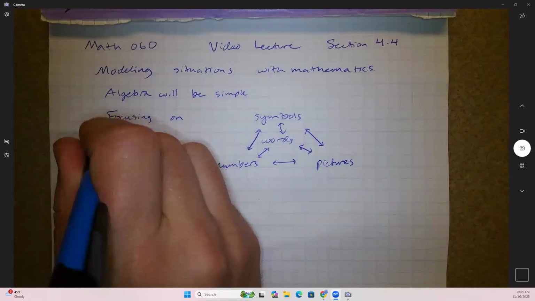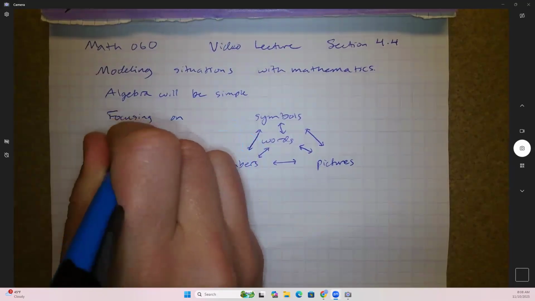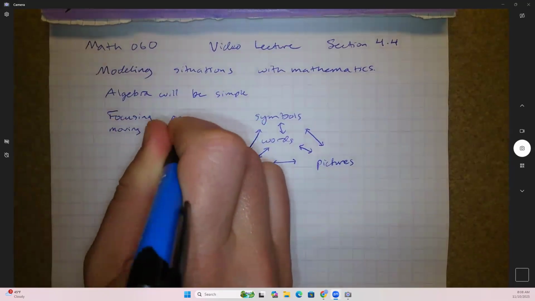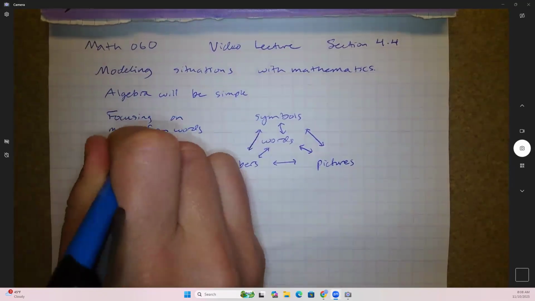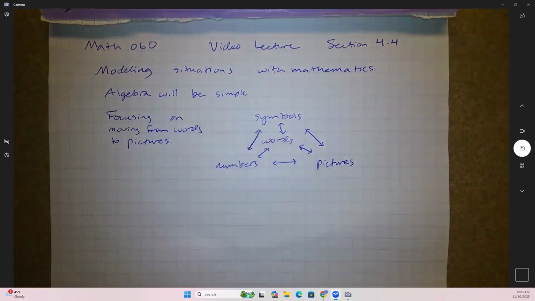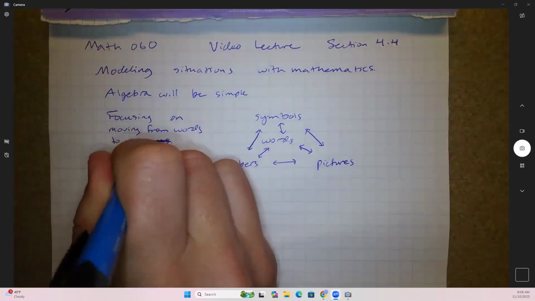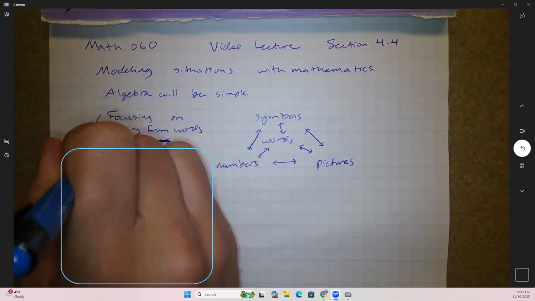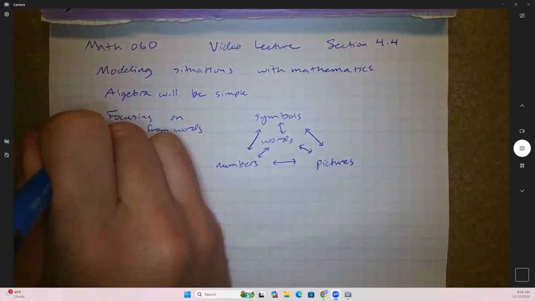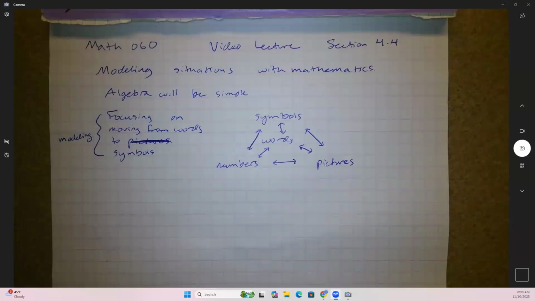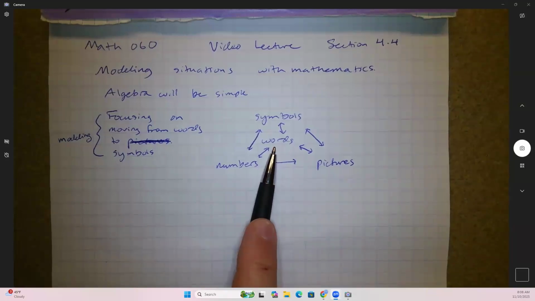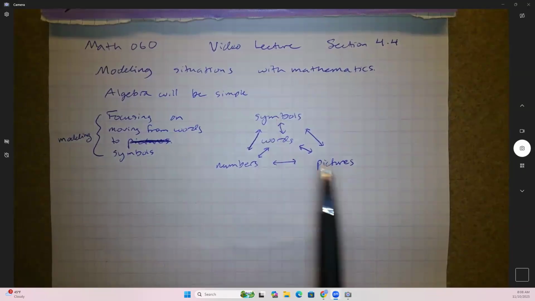So we're going to be focused on moving from words to pictures in this specific section. And that's really, oh, sorry, not pictures, sorry. From words to symbols. And that's really what modeling with mathematics is. It's moving from questions that you might actually encounter, which are usually in the form of words, whether written or spoken, to mathematical symbols so that we can use our mathematical tools.